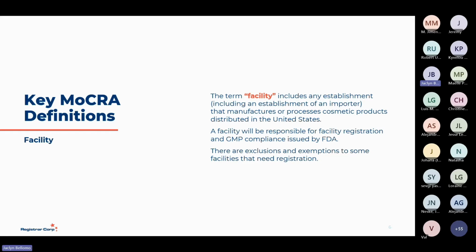Our star for the day: MoCRA introduces the term facility with respect to cosmetic firms and products with a very specific definition. The term facility includes any establishment, including the establishment of an importer, that manufactures or processes cosmetic products distributed in the United States. So very, very important, the terminology used here: manufacturing, processing of a cosmetic product that's distributed in the United States. The facility will be responsible for facility registration and GMP compliance with FDA. There are some exclusions and exemptions, and we'll speak about those today.